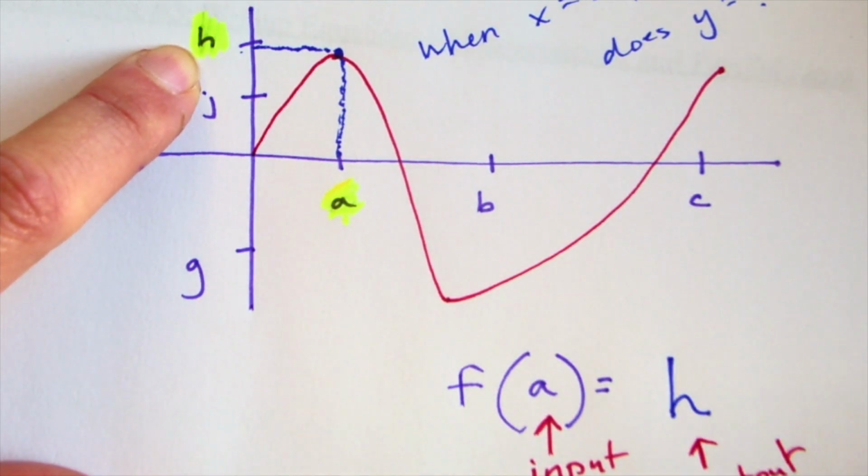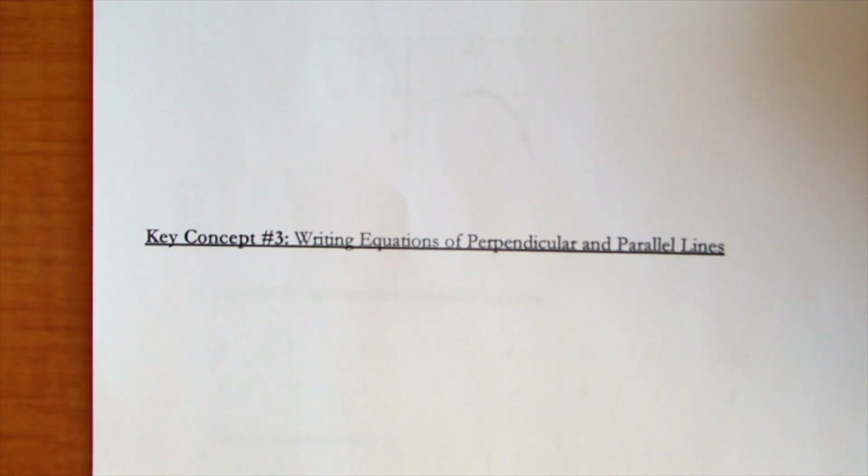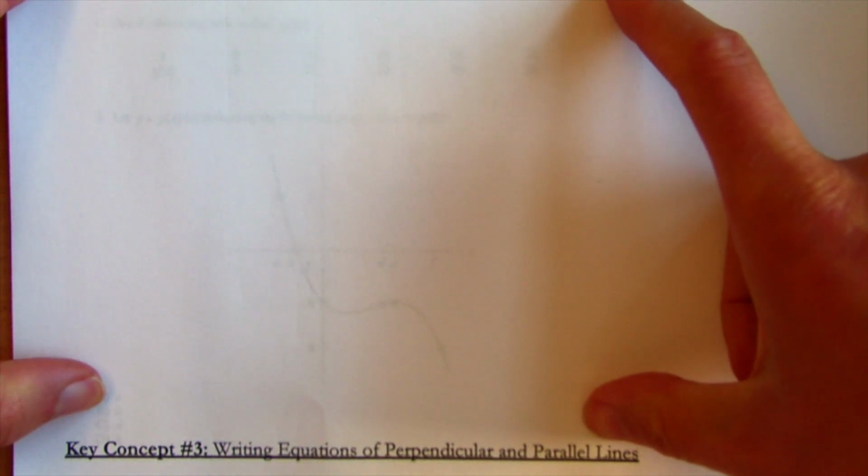Okay, the next page has 2 key concepts: average rate of change and writing equations of perpendicular and parallel lines. For these 2 key concepts, I'm going to ask you to go back through your handouts, go back through your notes, and find an example problem where we found average rate of change. Your practice quest is also a good way to look, as well as your real quest that you took. You have lots of problems that ask you to find average rate of change that you could write here.